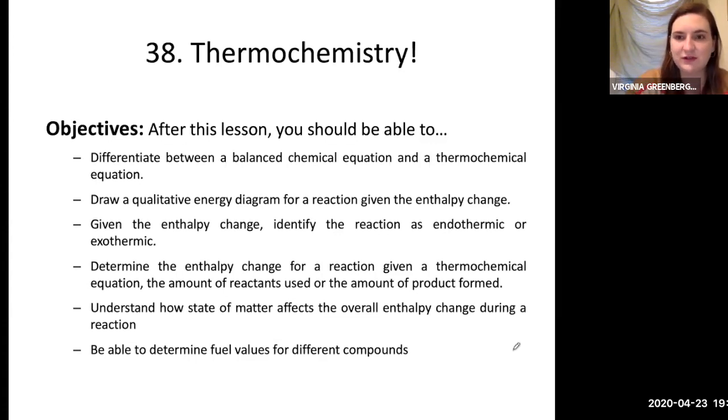You also want to be able to understand how the state of matter can affect the overall enthalpy change in a reaction and be able to determine the fuel values for different compounds. So let's get into it.